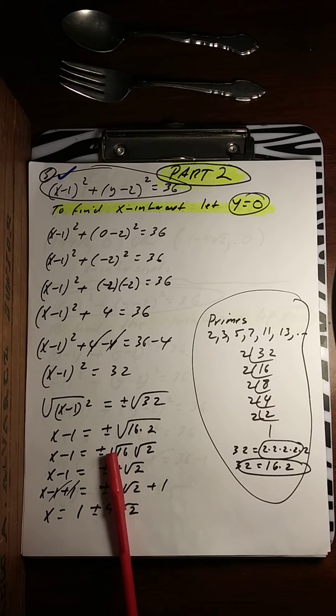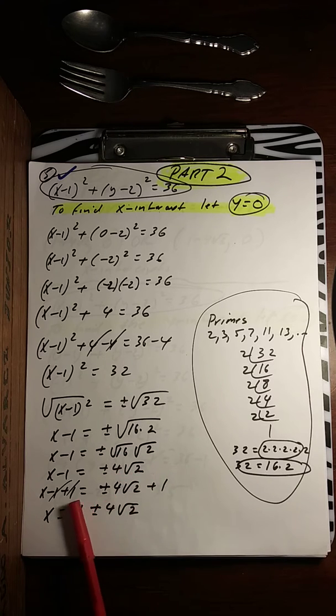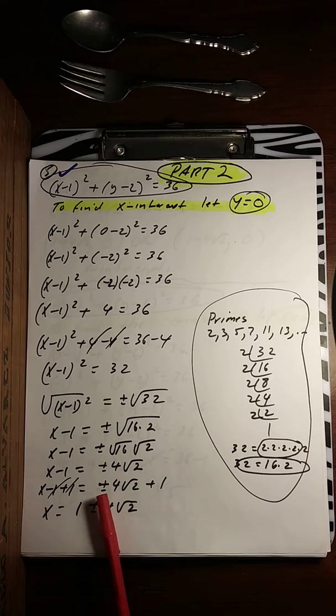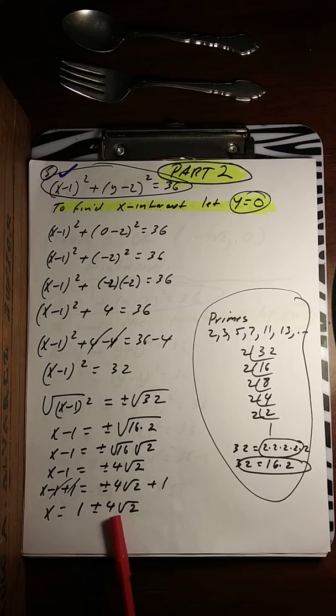Now break it: square root of 16, square root of 2. Square root of 16 is 4, times square root of 2. Now add 1, so we have plus or minus 4 square root of 2 plus 1. Or you can turn this around as 1 plus or minus 4 square root of 2.